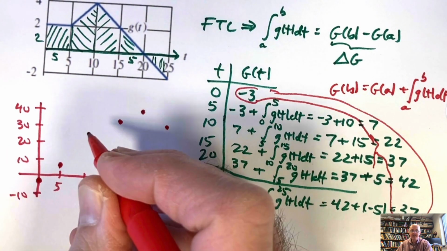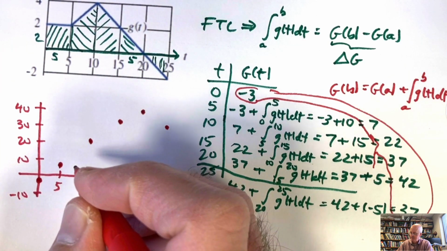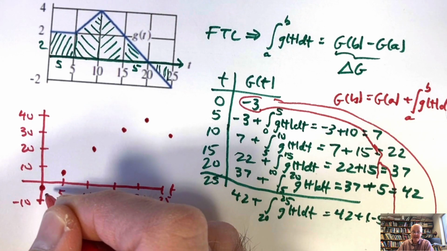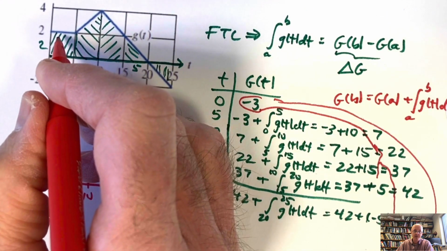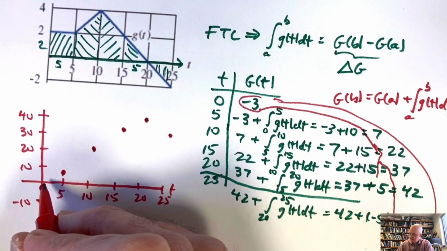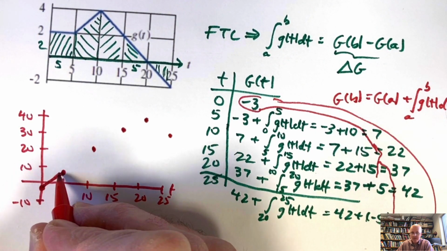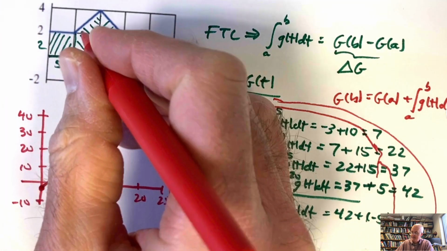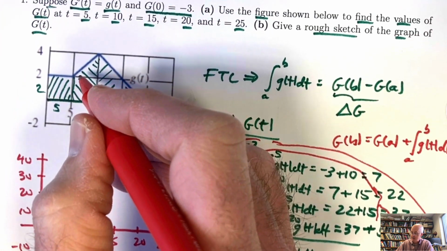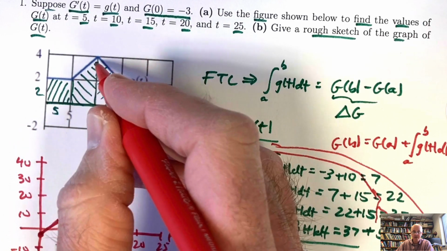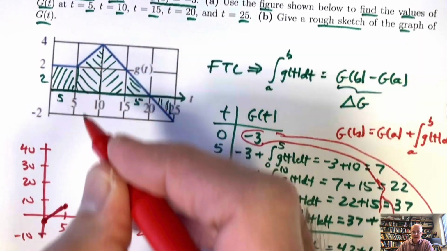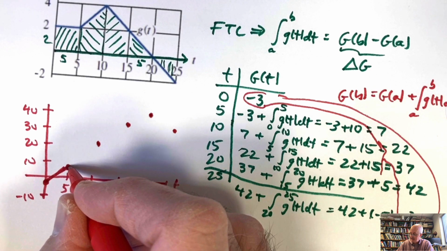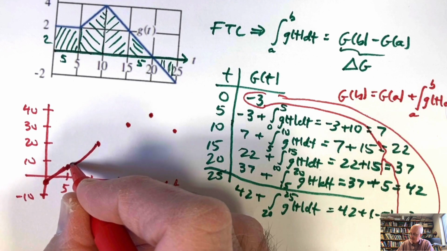So now I could connect the dots, but you should be careful here. The slope of capital G between 0 and 5 is constant because the output of its derivative is constant at 2. So this is a straight line right here. However, between t equals 5 and t equals 10, the slope of capital G, the derivative of capital G, is not constant anymore. It's a linearly increasing function. So that means the slope of capital G has to be linearly increasing. It's got to be parabola-like.